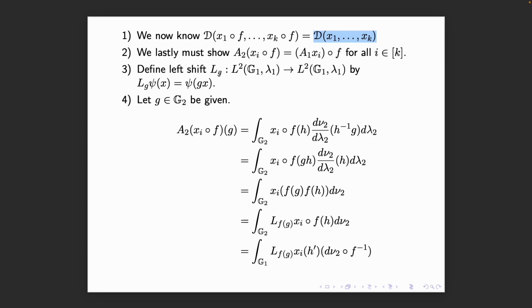There's one definition that we'll need. That's the idea of a left shift. This is the operator on the L2 function space of G1. You define it by L_g of psi of x is psi of g x. So what it does is, if you apply it to a function, it'll multiply the argument by g.